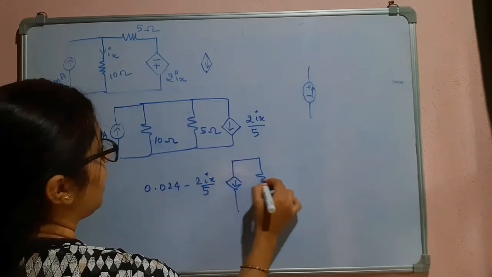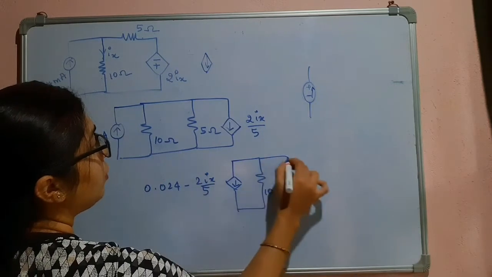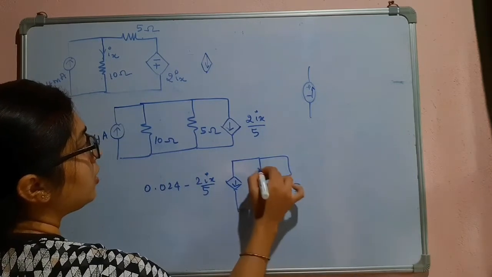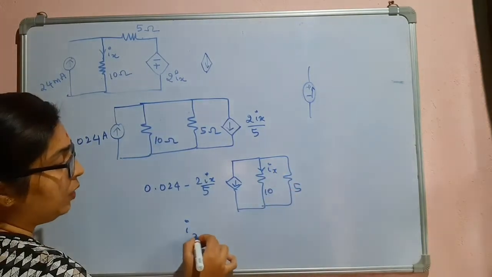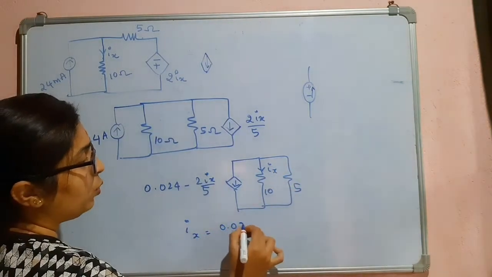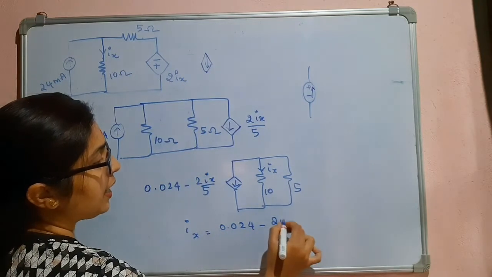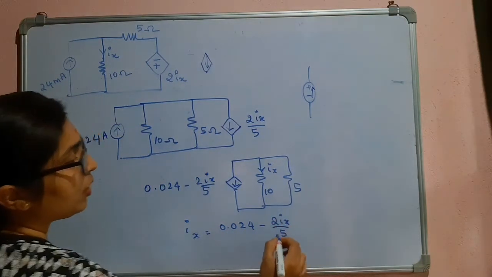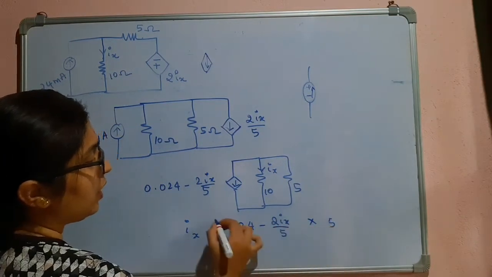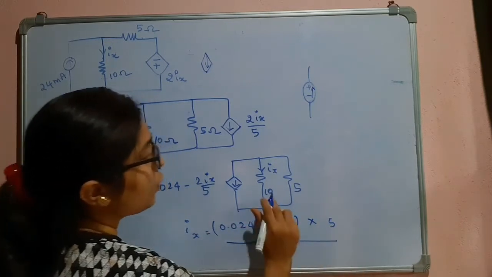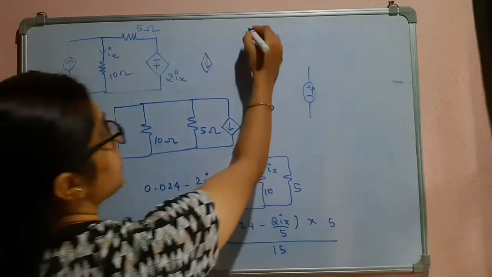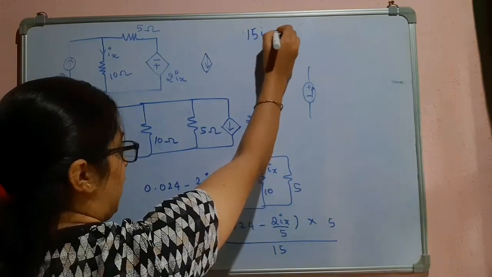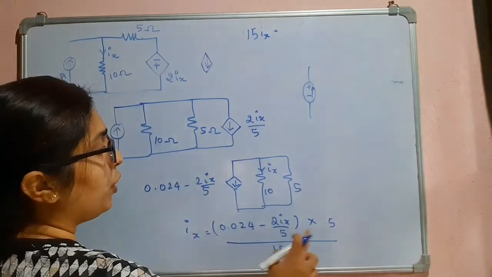Next, I will write 10 ohm, and here I am writing 5 ohms. I want this Ix value, so now I can apply the current divider rule. That is, (0.024 minus 2Ix divided by 5) into 5, this is inside the bracket. The total resistance is 15, so this is 15Ix. I am cross multiplying it, and here it is 0.024 into 5.